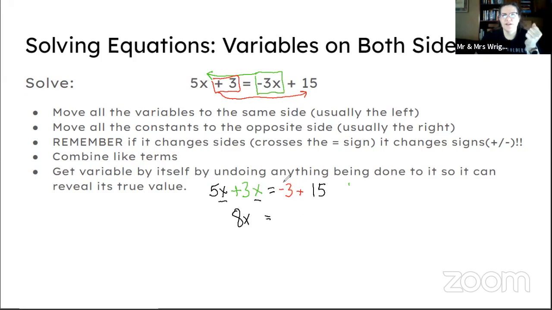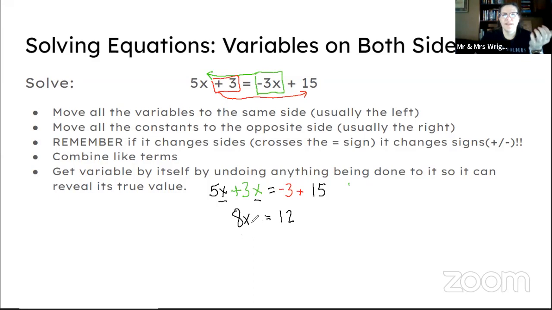Okay, then here I've got a negative 3 and a positive 15. I have different signs, so I'm going to find the difference. 15 minus 3 is going to be 12. My answer will take on the sign of the greater value. 15 has got a greater value than 3, so my sign is going to be positive here.